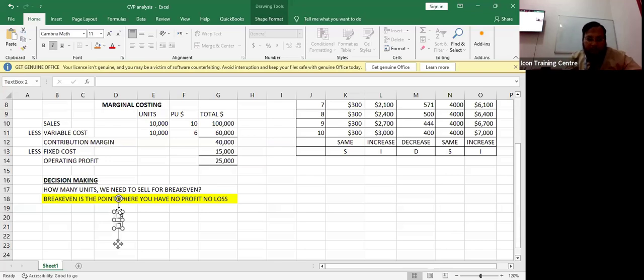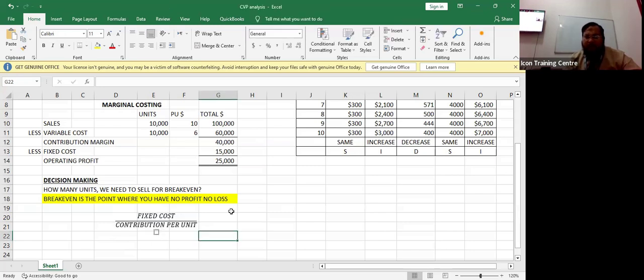So brother, the formula is fixed cost divided by contribution per unit. This is the formula. Very simple. If we cover our fixed cost, we are at breakeven. Fixed cost divided by contribution per unit.